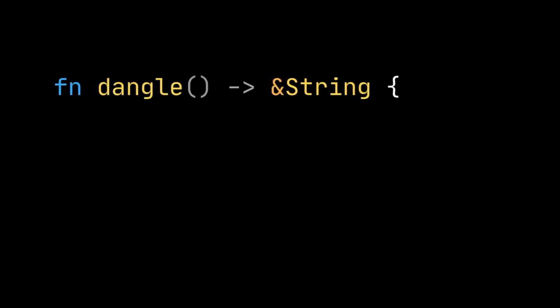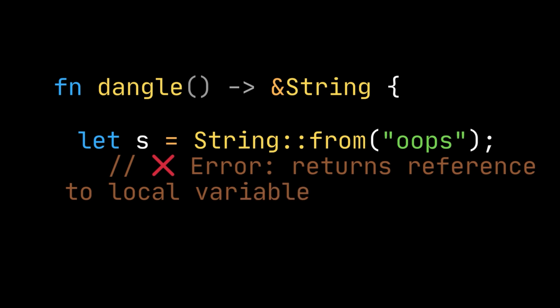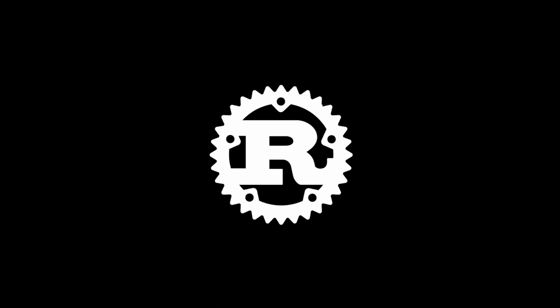And here's a fun one. Dangling references. Rust won't even let you return a reference to something that's going to disappear. It's like lending someone your coffee and then throwing it out before they sip. Rust's like, nope, bad idea. Ownership isn't just a Rust thing. It's a you're-gonna-be-a-better-programmer thing.